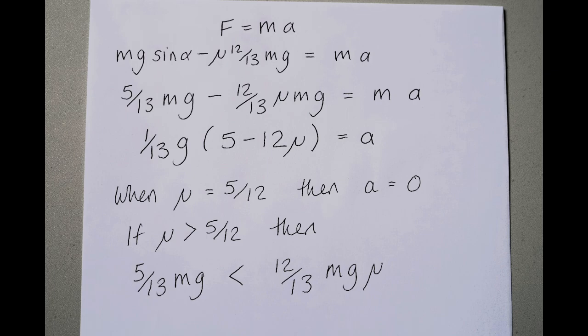If mu is greater than 5/12, we see that mg sin alpha, which is 5 over 13 mg, will be lower than friction, which is 12/13 mg mu. So again, P wouldn't move.